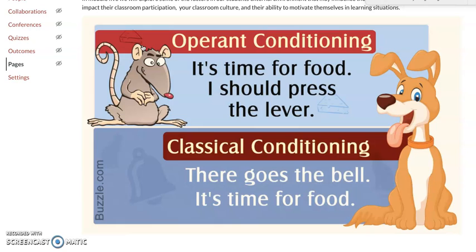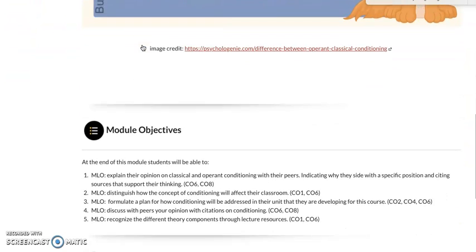You can see the little mouse there. For operant conditioning, it's time for food. I should press the lever. I want something, so I need to do something to get that. And then classical conditioning: there goes the bell. It's time for food. That's my cue. Now I know what's going to happen. The two types of conditioning are different, and we're going to investigate that a little bit more this week.